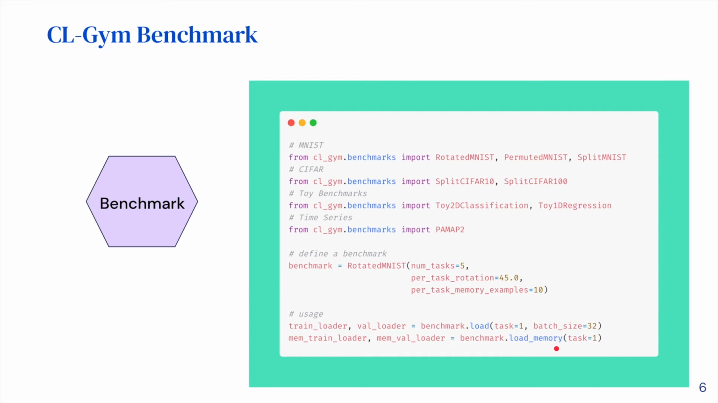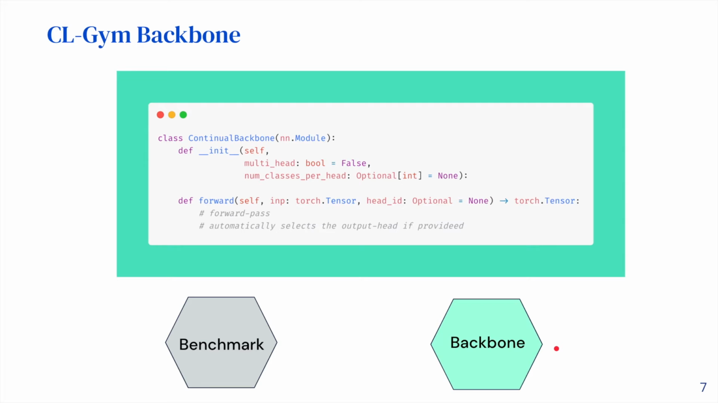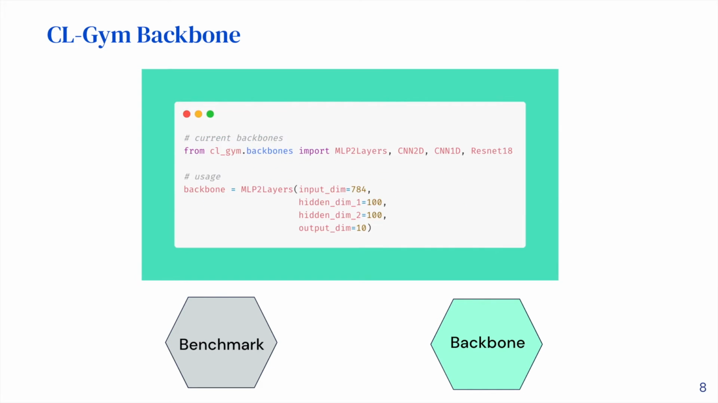It is also simple to use a benchmark once created, as one can simply use any of the previously introduced methods to load data. The second main component of CL Gym is the backbone component, which is a very lightweight wrapper around the native PyTorch models and can take care of special cases in continual learning scenarios, such as having multiple heads in the output layer. It's also possible to replace this module with native PyTorch nn modules. As an example, we can see already built backbones such as feed-forward, convolutional, and ResNets, or you can use your own created backbones.